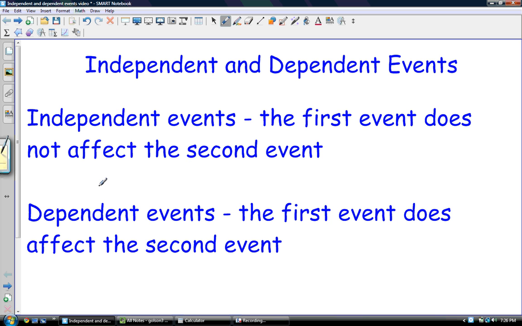Now dependent, obviously, you depend on something. With dependent events, the first event does affect the second event. A simple example is pulling marbles out of a bag. If I have 15 marbles in the bag in different colors, and I pull one out and leave it out, now I've only got 14 marbles left. So I've changed the probability of what I can pick because I've changed the total number of outcomes. I could have also changed the number of outcomes for a certain color, depending on what I pulled out. So the first event does have an effect on the second, and those are dependent events.